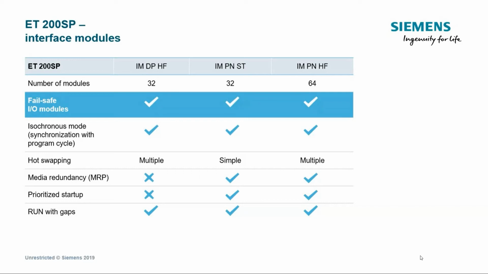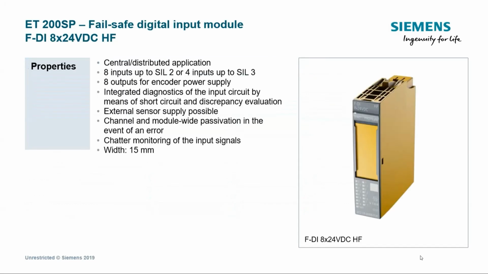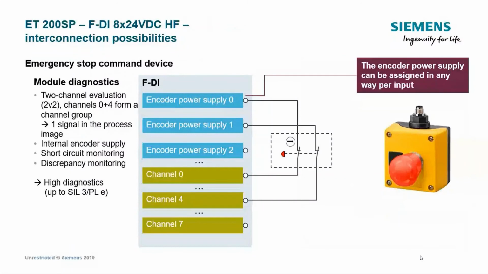You see here that there are differences between them in other aspects, but even for a simple application, a standard IM can be used for a fail-safe application. In terms of IOs, you can expect at least fail-safe versions of digital inputs and outputs. For example, there is an 8-channel fail-safe digital input available for the ET200SP.